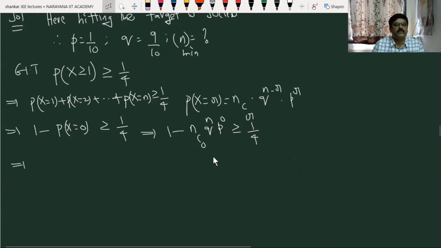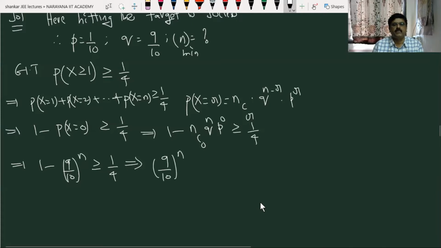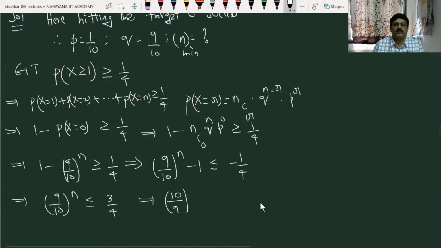Then you will be left with 1 minus NC0, that is 1, students. So here Q value how much? 9 upon 10. 1 minus (9 upon 10) whole power N into P power 0, that is 1, is greater than or equal to 1 by 4, students. Then just multiplying by minus on both sides, you will be left with (9 by 10) whole power N minus 1 less than or equal to minus 1 by 4. Then it is (9 by 10) whole power N is less than or equal to 3 by 4, students. How easy it is, isn't it? Or (10 by 9) whole power N is greater than or equal to 4 by 3.